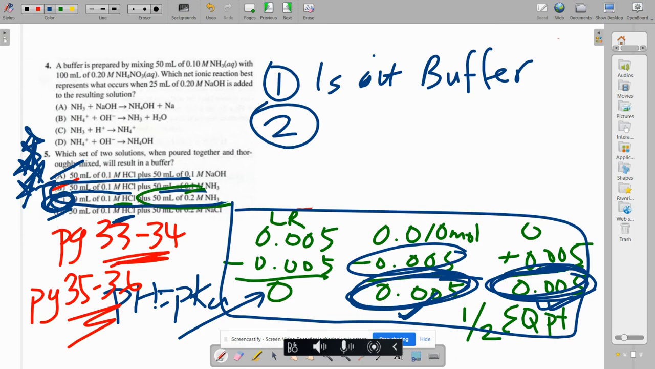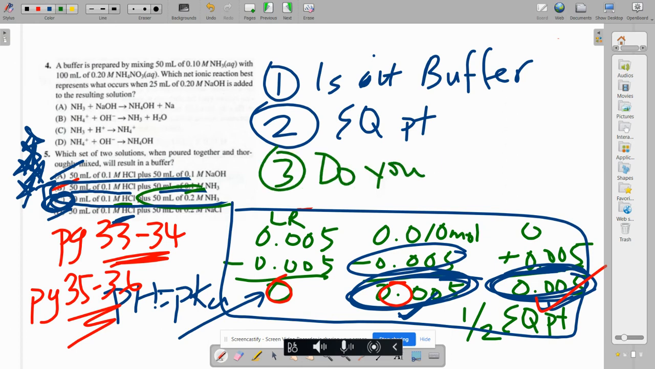The other option, letter B, is are you at the equivalence point? The way you recognize that is this is 0 and this is 0, and the only thing you have present is conjugate whatever, which is going to hydrolyze. And really the only other option is, do you have leftover strong acid or strong base?